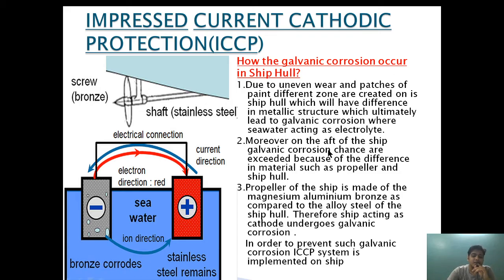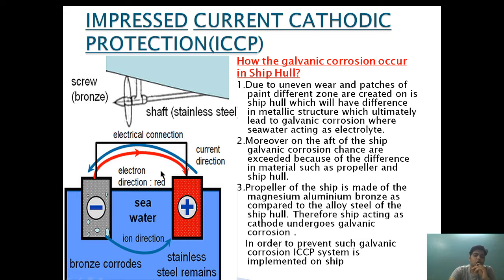And second is the zone which occurs at the aft of the ship, which is very common and can be found very easily. The propeller of the ship is made up of magnesium aluminum bronze as compared to the alloy steel of the ship hull. Therefore, the ship acting as an anode undergoes galvanic corrosion. In order to prevent galvanic corrosion, an ICCP system is implemented on the ship.